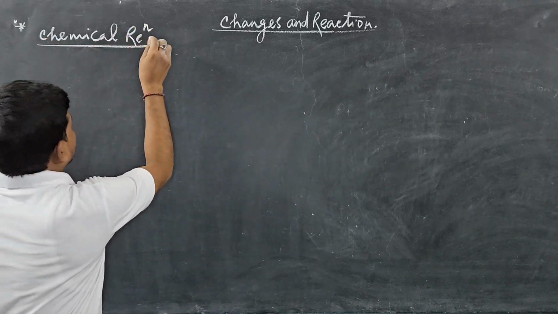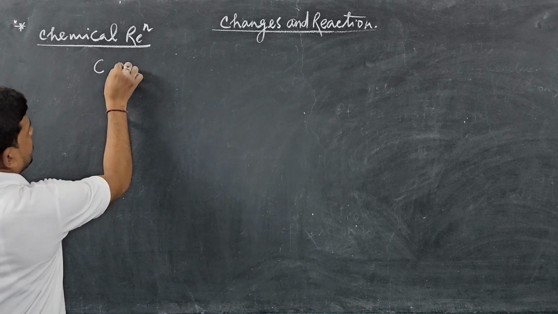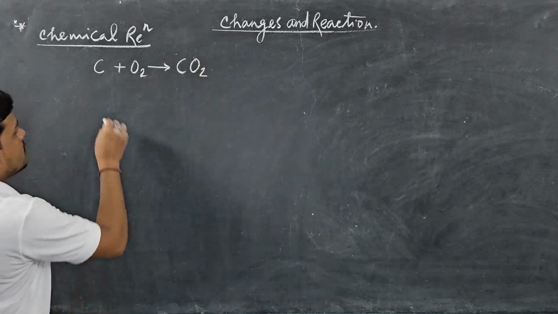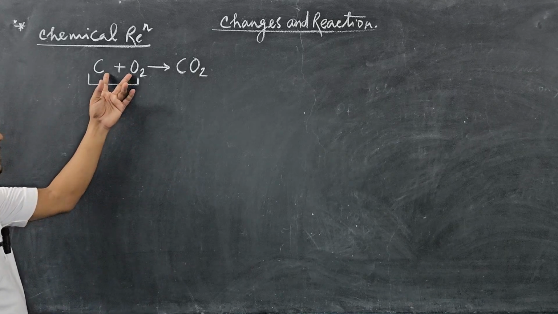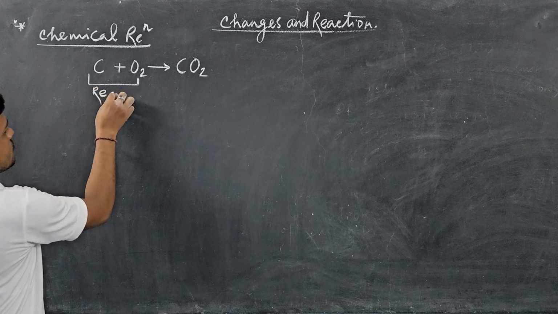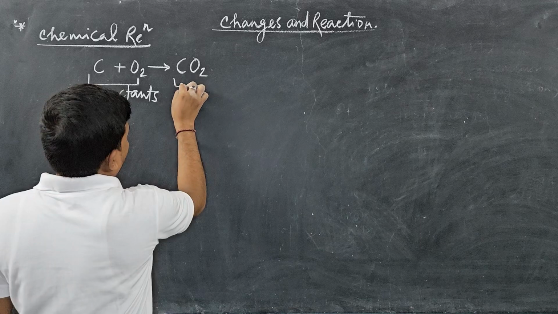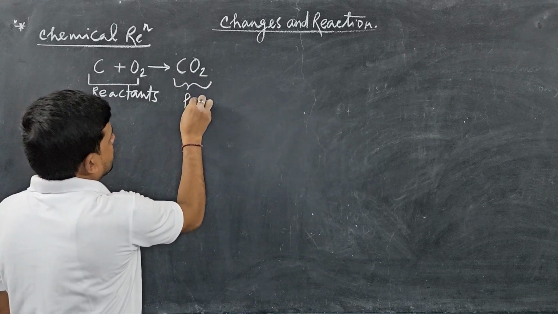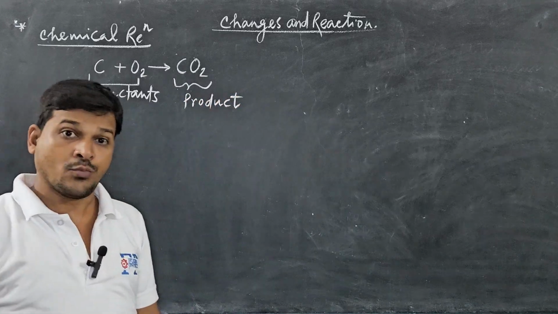In a chemical reaction, if you write an example, the burning of carbon, a very simple example, C plus O2 gives CO2. Here there are two parts. The substances that take part in a chemical reaction are called the reactants, and the substance that is obtained after the chemical reaction is called the product. So a chemical reaction has two parts, the reactant and the product.